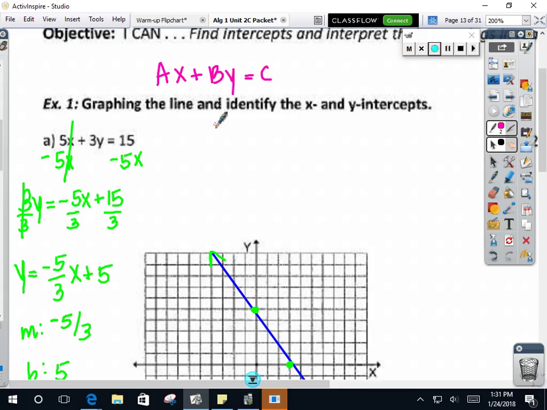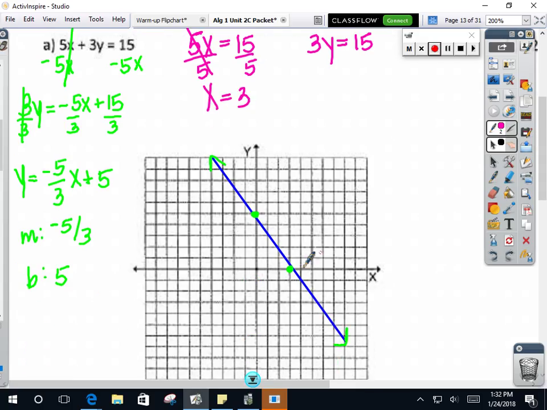So instead of taking the time to rearrange it into slope-intercept form, there's another option. You can take your 5x and set it equal to the 15. You can take your 3y and set it equal to the 15. And then you just solve each one individually. To solve this one for x, what would we do? Divide by 5, and you get x equals 3. Well, if you go to the x-axis and you go over to 3, isn't that the same point we got a while ago when we graphed it the other way, the same x-intercept?